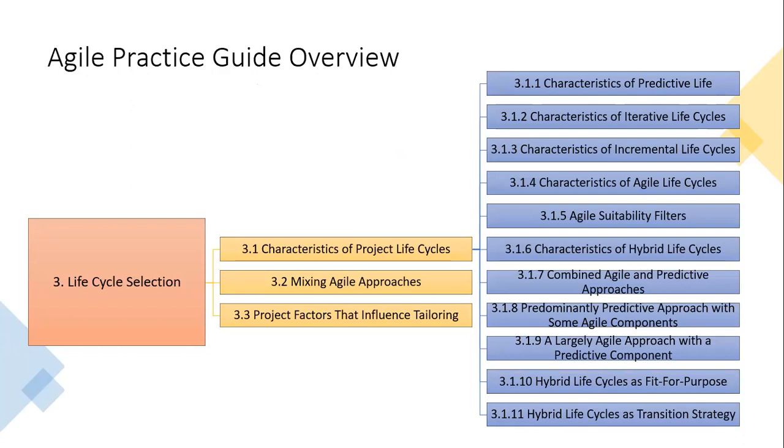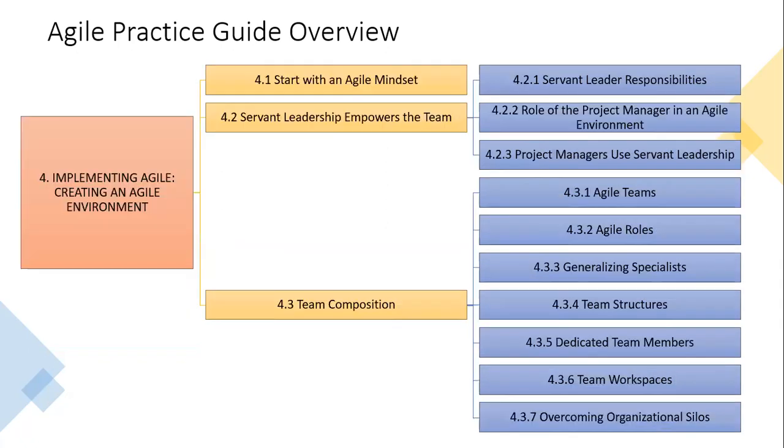And then we'll take a look at the understanding of hybrid life cycles as fit for purpose and as a transition strategy. We'll take a look at everything in chapter 3 that involves mixing agile approaches and project factors that influence tailoring. We'll then go into chapter 4 at a high level.